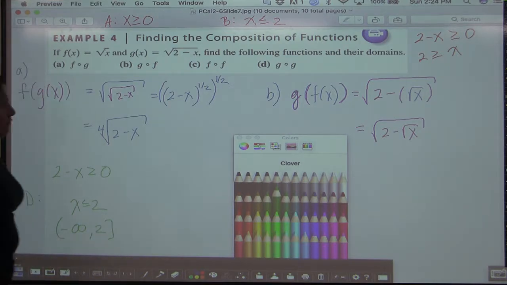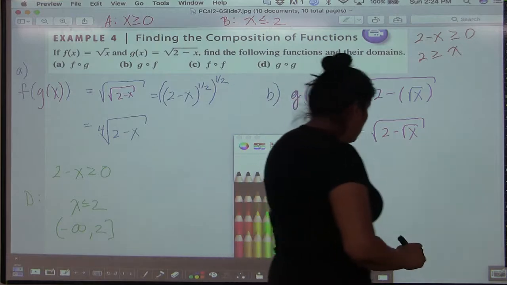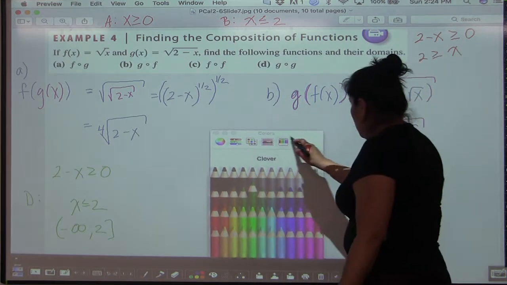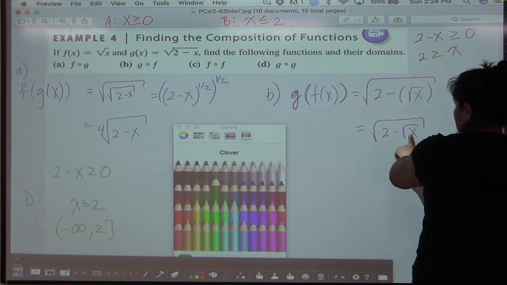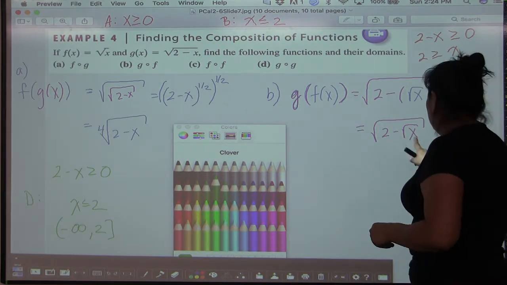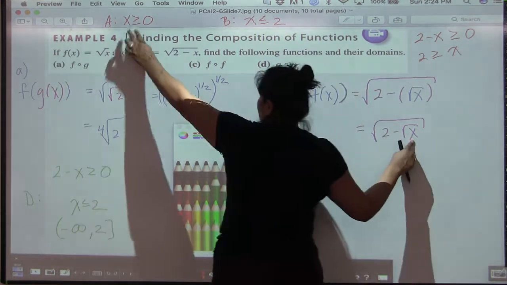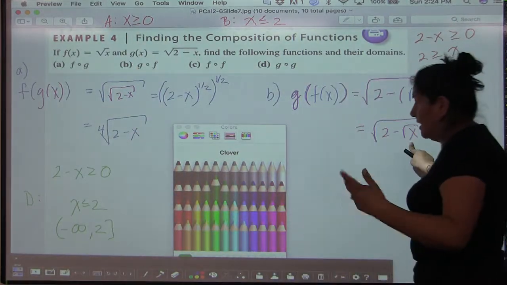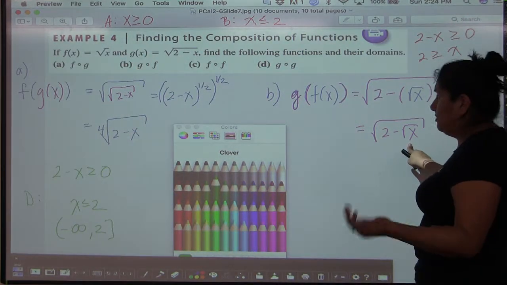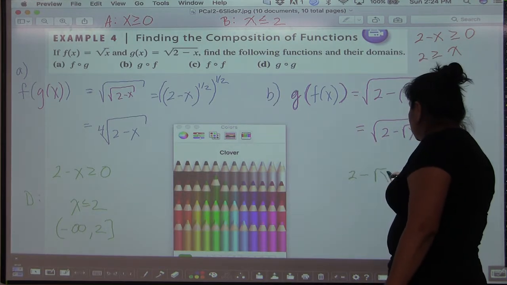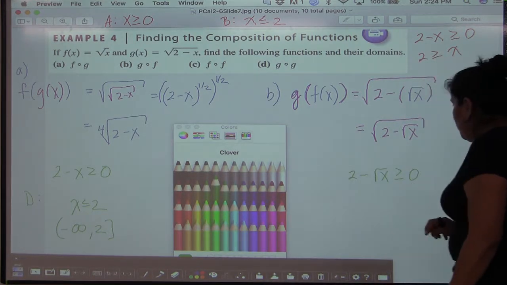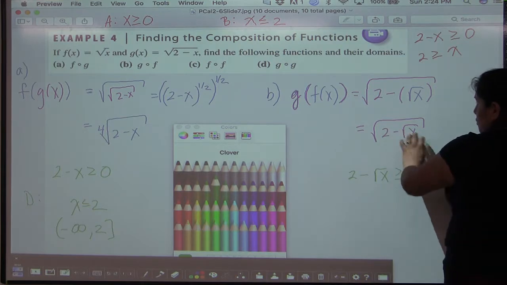For this guy, we have a couple of problems. One is that in order for this to be defined, because the inside function is the square root of x, this guy has the condition that x is greater than or equal to 0. So that does matter. Part A, we have that. It has to be greater than or equal to 0, but now we need 2 minus root x to also be greater than or equal to 0, because that's inside an additional square root.